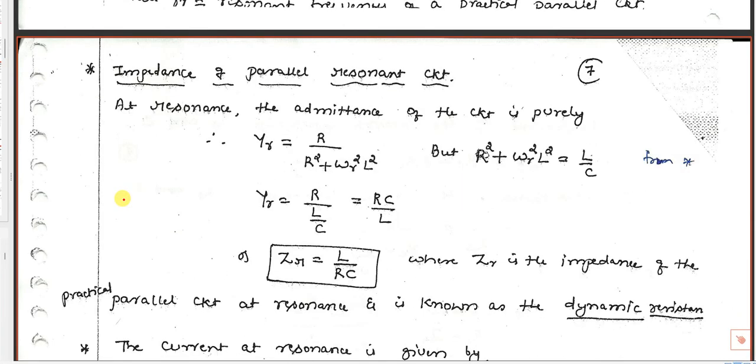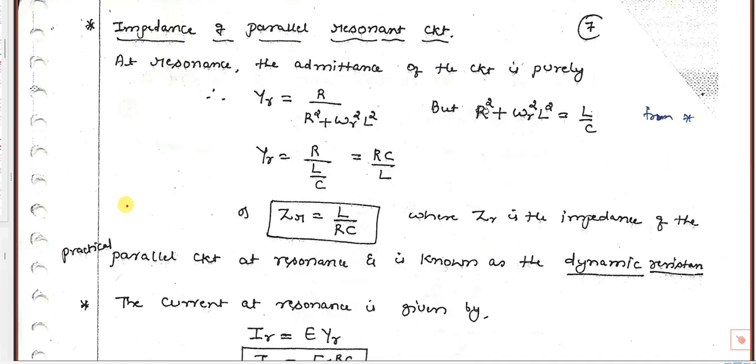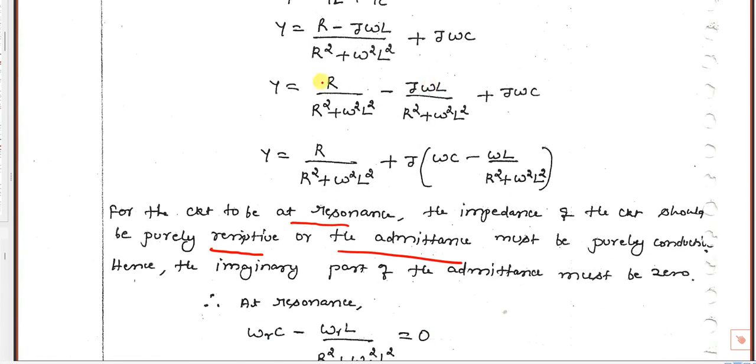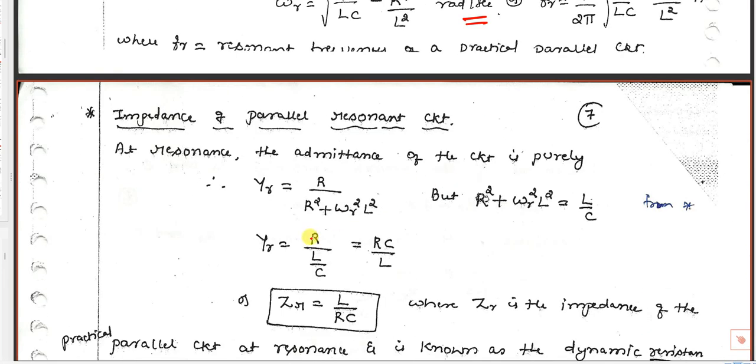And two more terms. What is the impedance of a parallel resonance circuit? So we have dynamic impedance. At resonance, the admittance of the circuit is purely resistive. Here this part is 0. So the admittance is purely resistive, this much only. This part is 0. So that is actually what is called at resonance: the admittance is purely resistance.